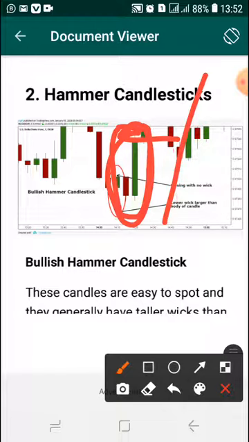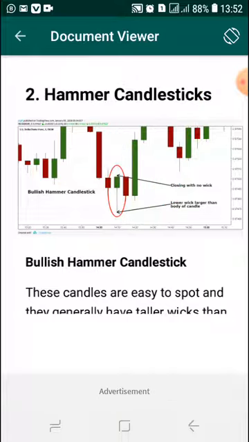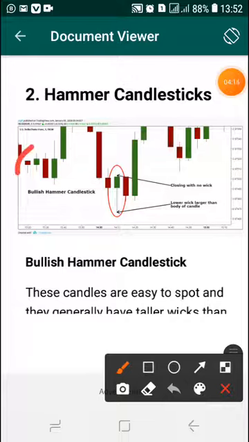So a hammer would appear anywhere in the market. You just need to correlate the hammer with other patterns. I've just shown you one correlation here. Let me show you another correlation. Here is a hammer right here at the corner. This one is a bearish hammer, right?